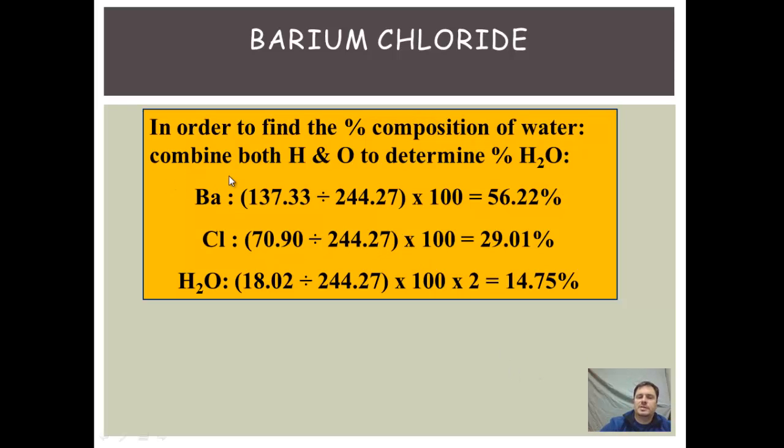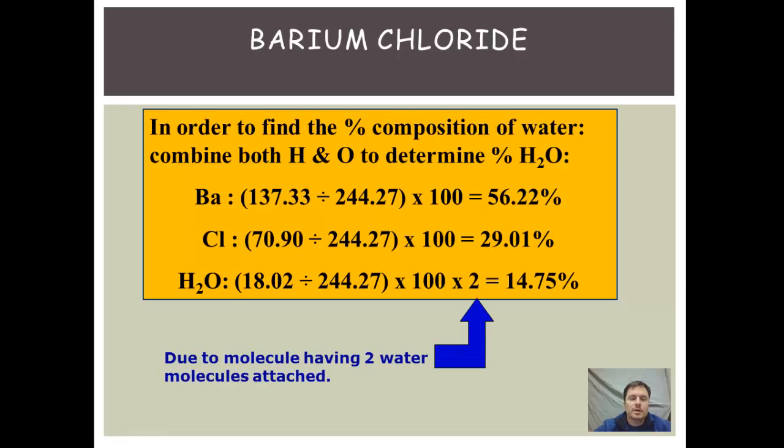So in order to figure out the percent composition of water, we do like we did before. We figured out percent composition of barium, percent composition of chloride, and then we take the water. Okay, took 18.02 divided by 244.27, which is our total mass, times 100, and then I times it by 2. Why 2? Because we had 2 waters. You could have also made this number 36.04 divided by 244.27 times 100, and you should come up with the same number. Okay, so like I said, we multiply here because we had 2 waters in it.